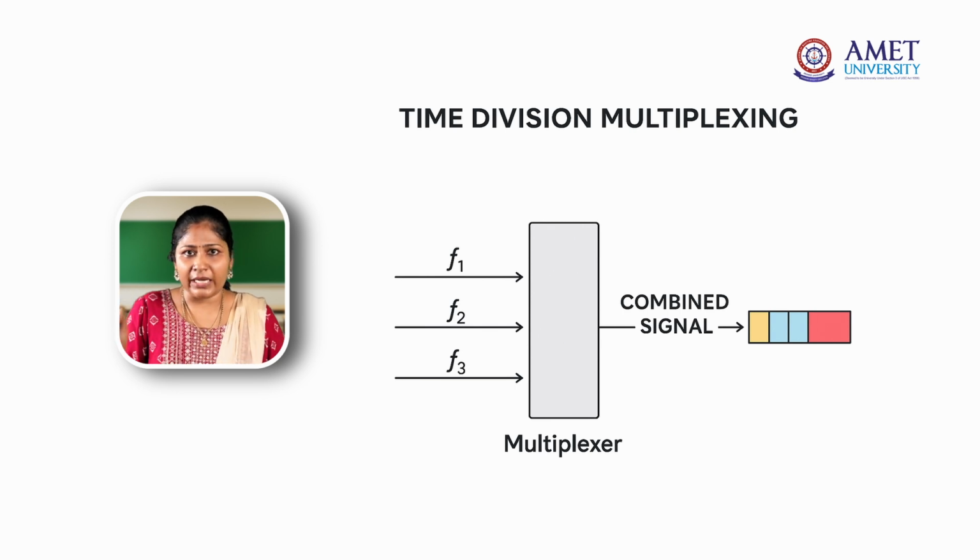Each signal will be given a particular time. For 1 second or 1 microsecond, the A signal will be moving, and the next time it will be B. So in sequential order, based on the timing, the signal is transmitted. So this is called time division multiplexing. I hope now you are aware of what multiplexing and demultiplexing are.